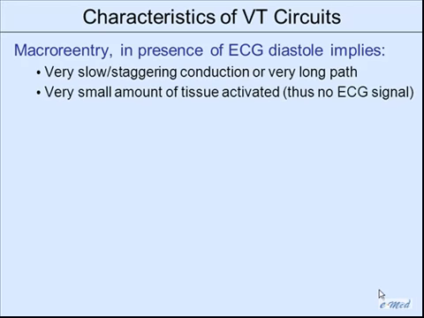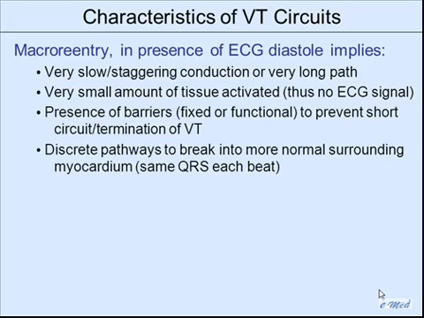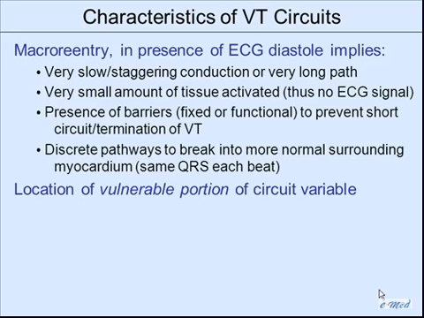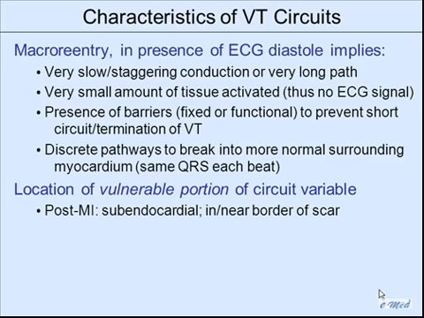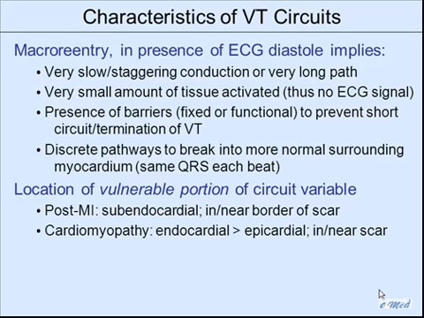We know that people with macro reentry have very slow, staggering conduction, either in a very long path or on just a very circuitous conduction path. And nonetheless, the fact that there is a discrete QRS complex means there's a constant, consistent exit from beat to beat. Otherwise, it would look different each time. Now, what we're trying to find is that vulnerable portion that we can ablate and leave the rest of the ventricle relatively untouched. And in post-infarct VT, that is typically subendocardial, in or near the border of the scar.